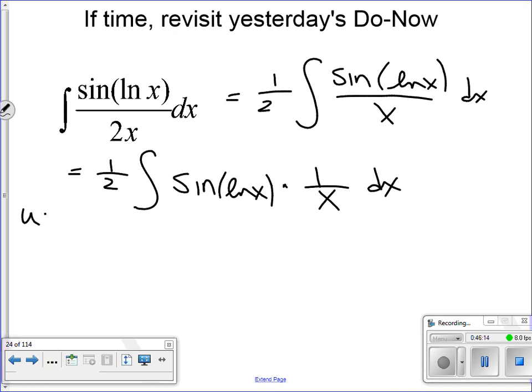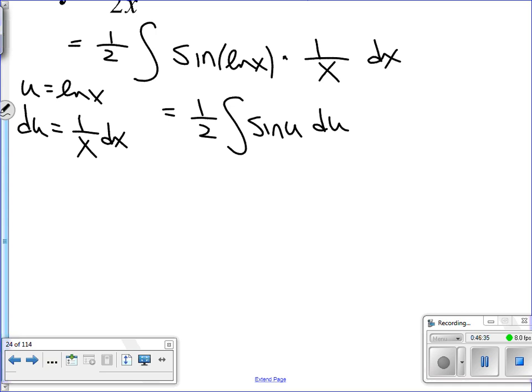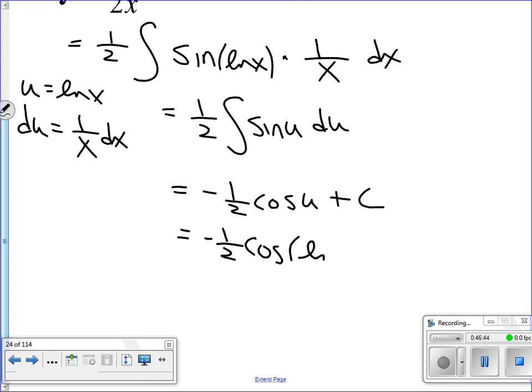Now, when we let u equal the ln of x, du equals 1 over x dx. We've got it. So now when we rewrite this, we have 1/2 the antiderivative of sine u du. When you take the antiderivative of sine, you go up a level, so it's negative cosine. So we have negative 1/2 cosine of u plus c. So we have negative 1/2 cosine of the ln of x plus c.